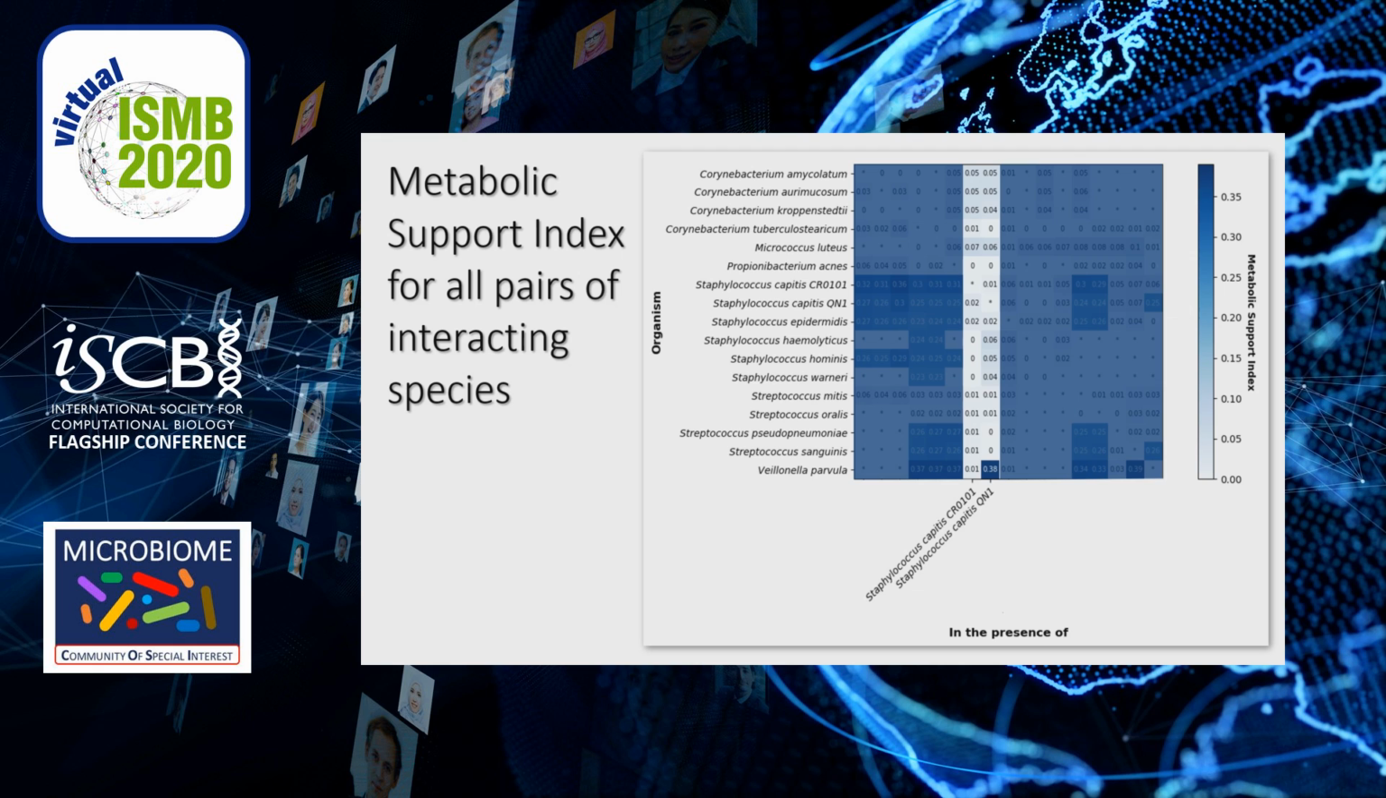Interestingly, comparison on a strain level in our dataset reveals that 2 strains of Staphylococcus capitis metabolically support the community differently. Probing into their interactions with a highly dependent species, Veillonella parvula, we observed that while one strain offers little support, with a low MSI value of 0.01, the other strain is highly supportive, resulting in a high MSI value of 0.38 in its presence.